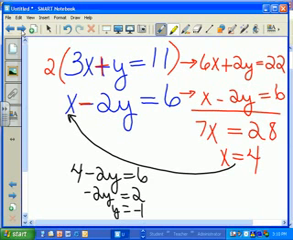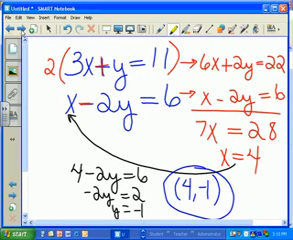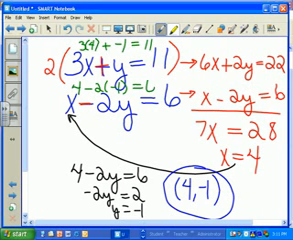Still haven't written an ordered pair. What's the ordered pair where the points meet? 4, negative 1. And I want to check. So is 3 times 4 plus negative 1 equal to 11? Yes. Is 4 minus 2 times negative 1 equal to 6? That'd be 4 plus 2. Is that 6? Yes.